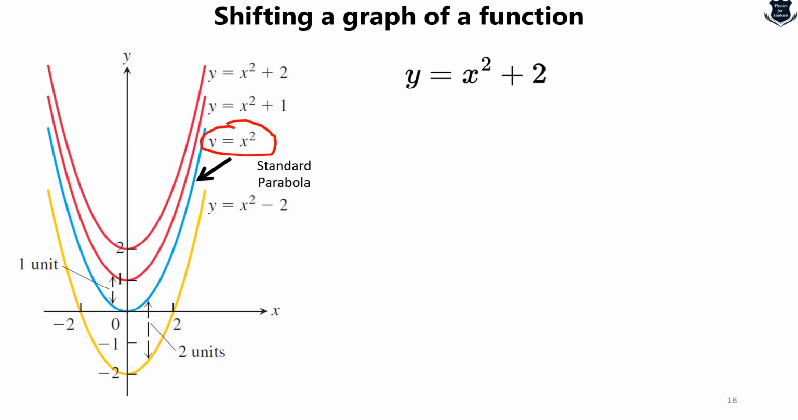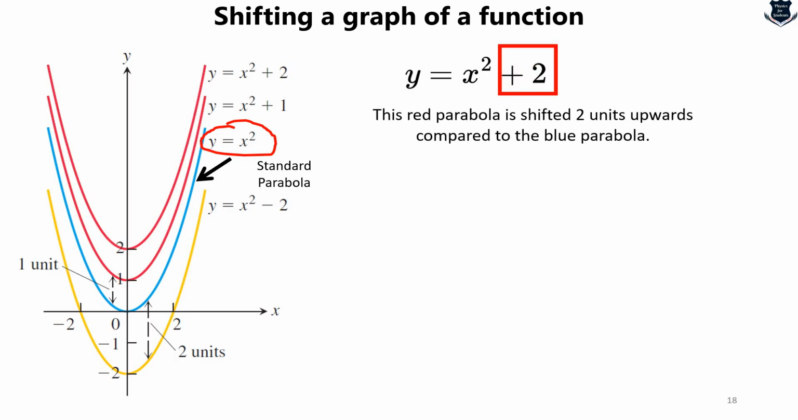Now, the first step is that we take y equal to x squared plus 2. So I am adding 2. That means the red parabola is shifted 2 units upwards compared to the blue parabola, and its vertex is (0, 2). This one I highlighted in blue. So here it is, as you can see, it is shifted to (0, 2).